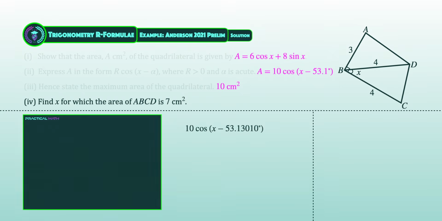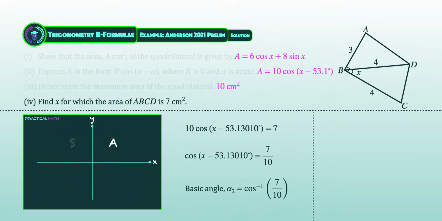For the last part, we will set the area A to be 7. Next, we will shift the constant to the right, and the basic angle alpha 2 can be found by having cosine inverse of 0.7. Just like any other solving of trigonometric equation, we will need the ASTC method. Since cosine is positive in this equation, it will mean that this angle will be in either the first or fourth quadrant.